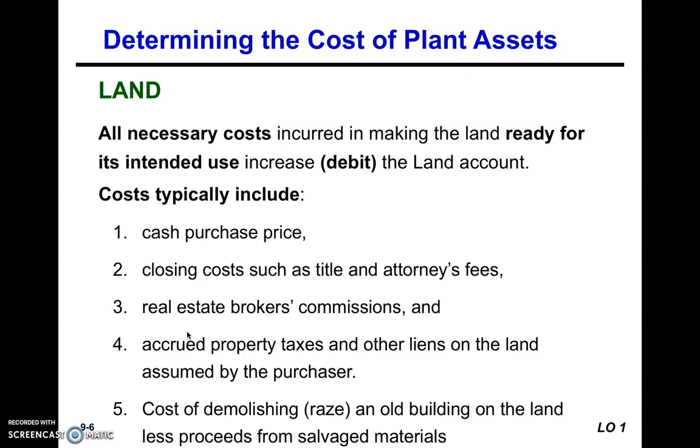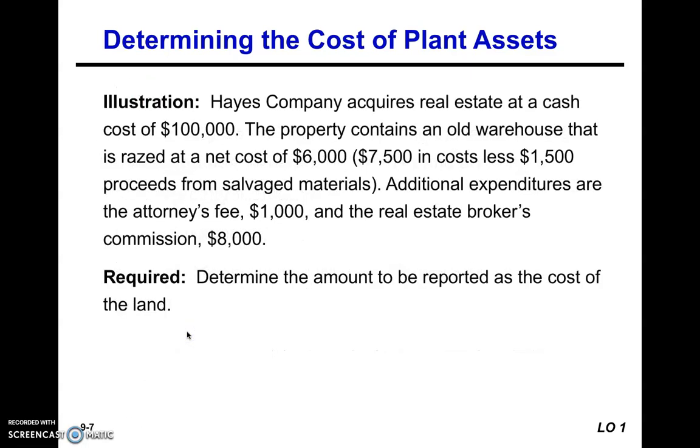Now, if there is an old building on the land and our intention is to get rid of it and build a new building, the cost of demolishing or razing that old building, minus the proceeds from salvage material, is included in the cost. We're going to go over an example to demonstrate that.